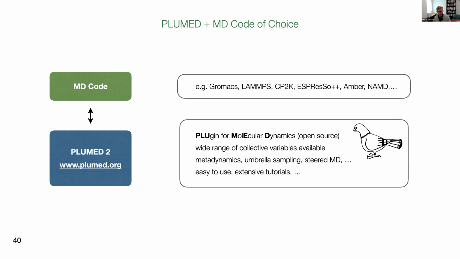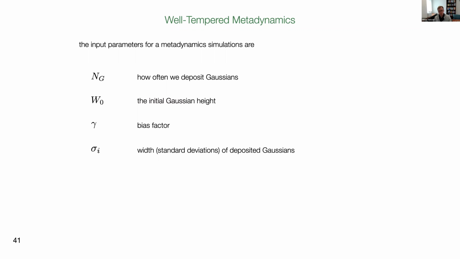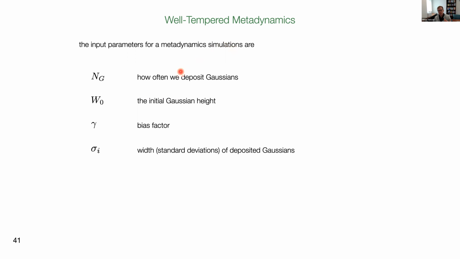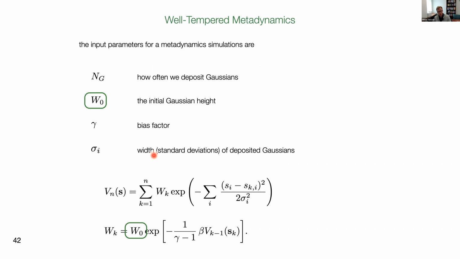Okay, so maybe just briefly mention what the input parameters are when you start a molecular metadynamics simulation. You normally have four input parameters that you need to select. The first is how often we deposit Gaussians. You cannot do this too frequently, but normally a value of 500 to 1000 is fine for molecular dynamics simulation. Then you have the initial height of the Gaussians added.